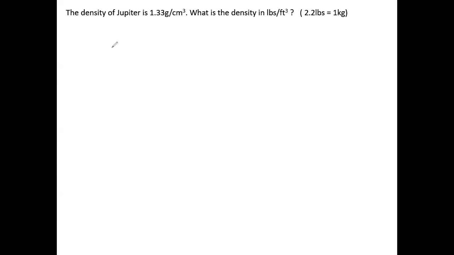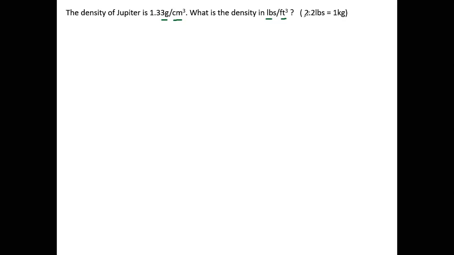So here we want to calculate: we have the density of Jupiter as 1.33 grams per centimeter cubed. What's the density in pounds per foot cubed? So here we have to convert both the top unit and the bottom unit. We have grams per centimeter cubed, and we want to go to pounds per foot cubed. So we want to convert both the top and the bottom.